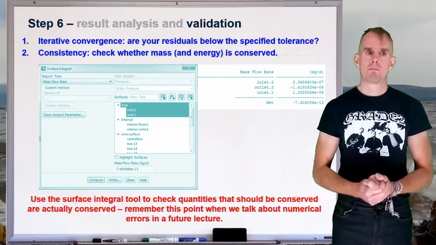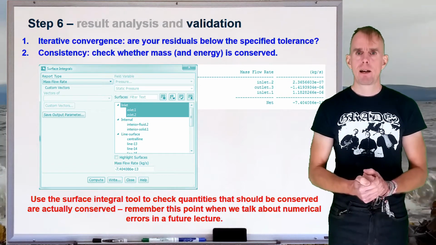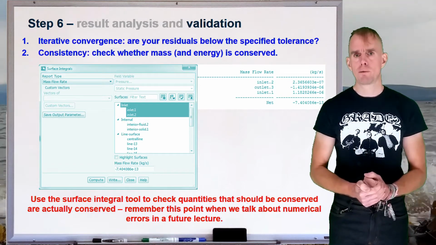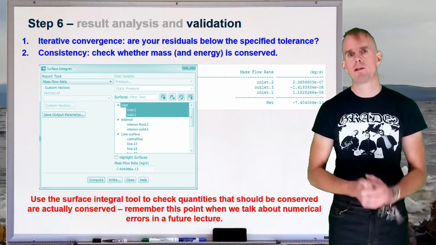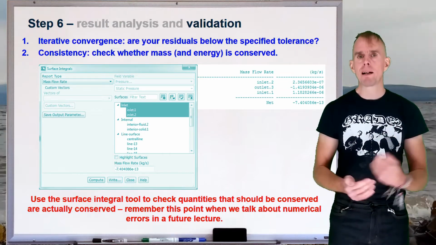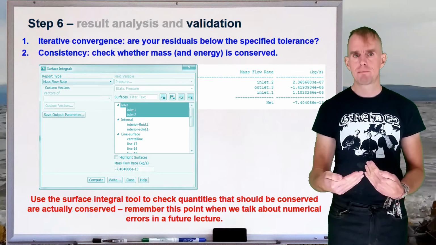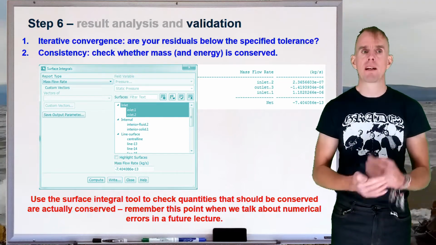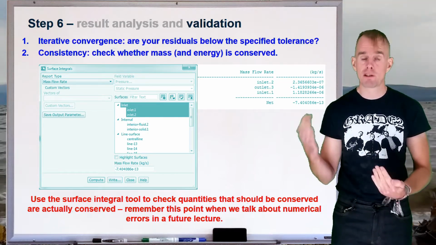Step 2. Consistency. Is mass conserved in your flow problem? Is energy conserved in your thermal problem? And so what we're talking about here is a mass balance and an energy balance. There are tools within Fluent that allow you to do this, typically the surface integral tool.